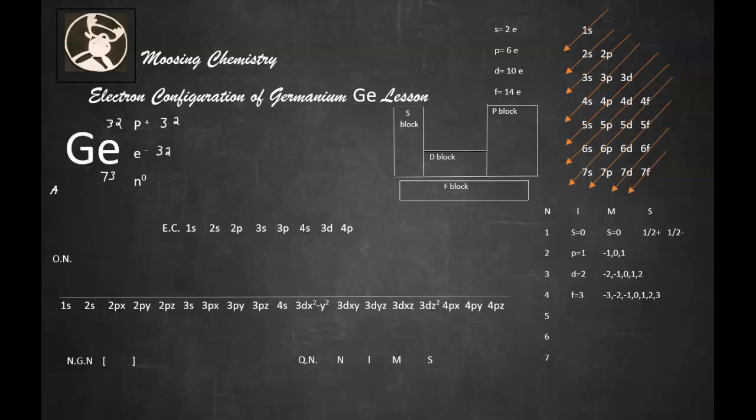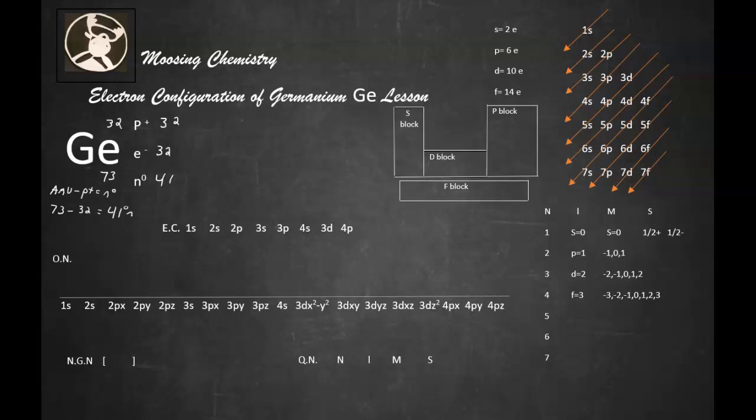So let's look at the number of neutrons. Again, remember that AMU minus protons gives us our number of neutrons. So it'd be 73 minus 32, which gives us 41 neutrons. So put a 41 there.